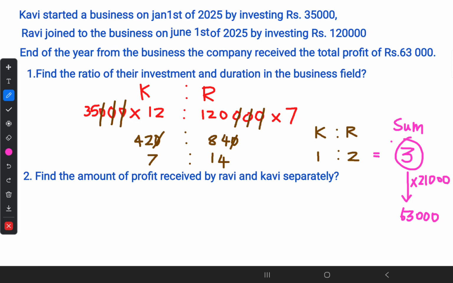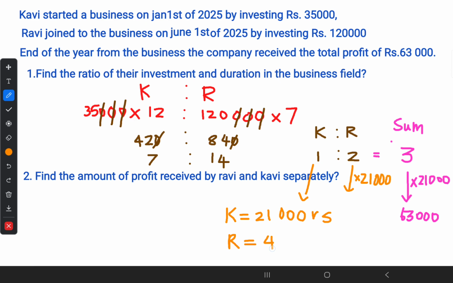So it is important to write the sum of terms in the ratio, because the total profit received by the company is 63,000. So you need to find it for each of the investors separately. 1 times 21,000 will give you Kavi's profit, 21,000 rupees. Thereafter, the profit received by Ravi would be 2 times 21,000, which gives you 42,000 rupees as the profit received by Ravi finally. That's all for the question.